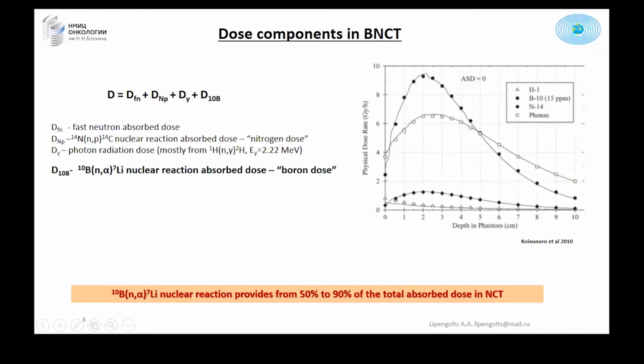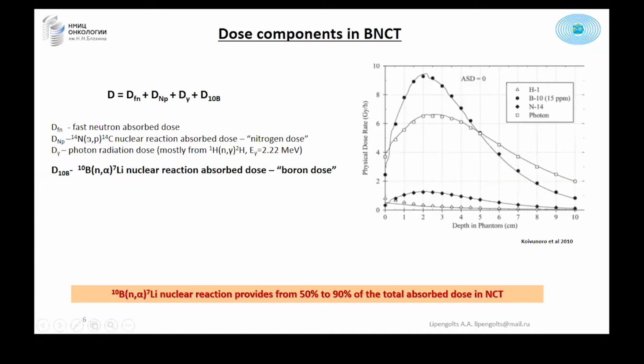If we take a look at the absorbed dose components in neutron capture therapy, we can see several components. These are: fast neutron absorbed dose, which is created by fast neutrons, which are inevitably present in a thermal or epithermal neutron beam.